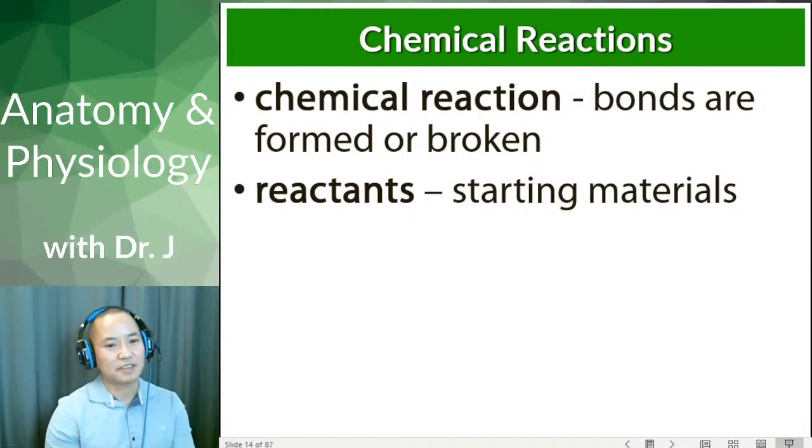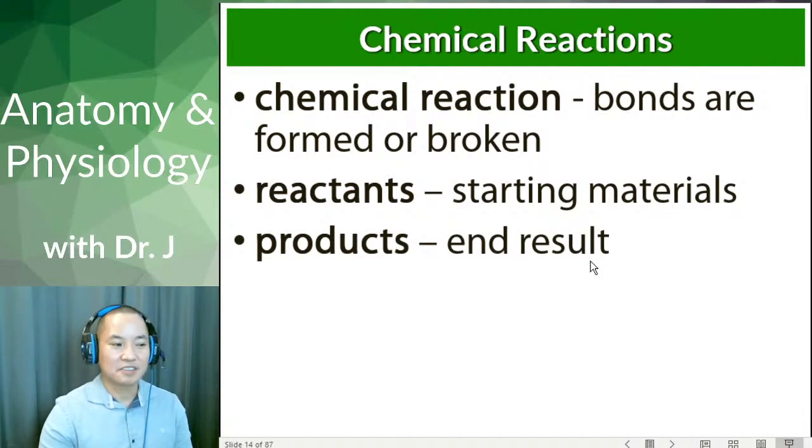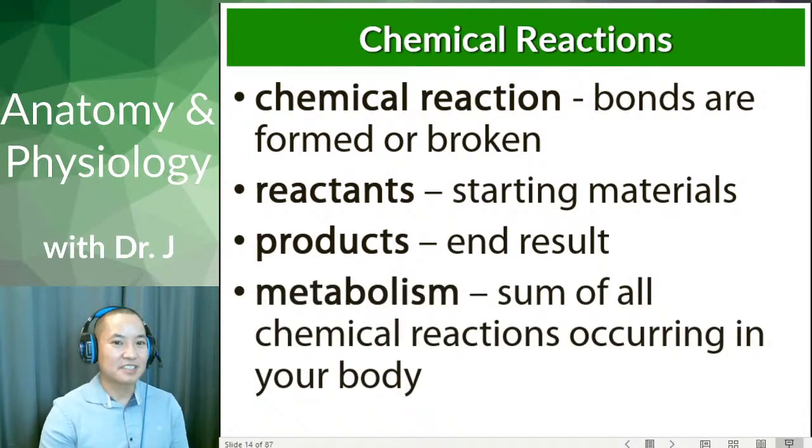I think I mentioned this before: if you see bold words, these are key vocabulary words I want you to know. And products are the end results. It makes sense: you have things that react together, they produce something called a product, the end result. Now, metabolism is a general term. Different textbooks have different definitions, but metabolism is the sum of all the chemical reactions occurring in your body right now. All the reactants and products, whether you're building things up with anabolism or breaking things down with catabolism, all of those together are metabolism.